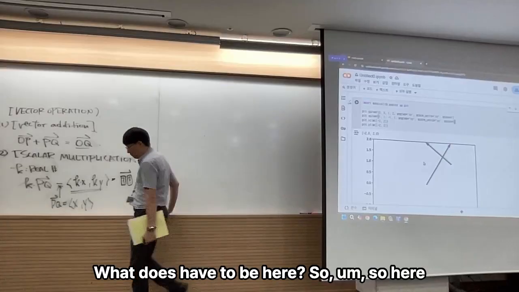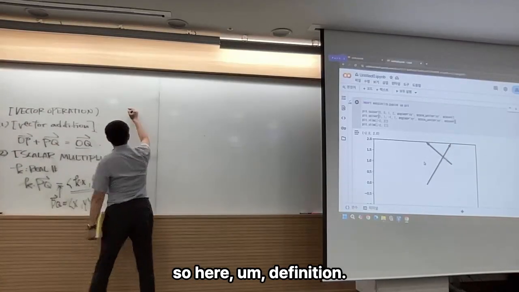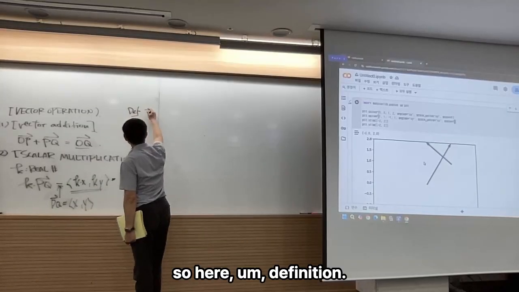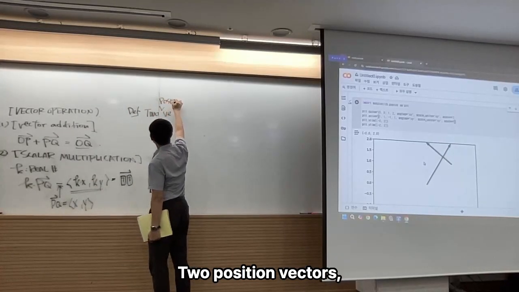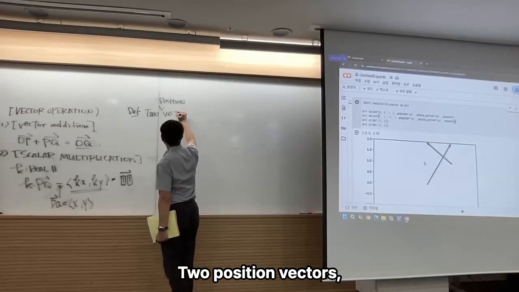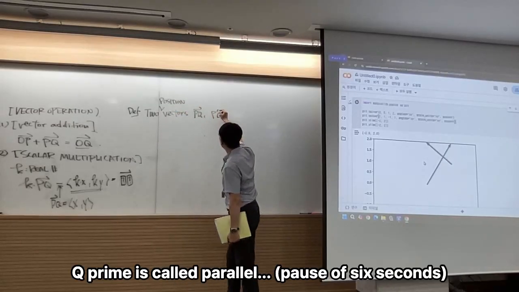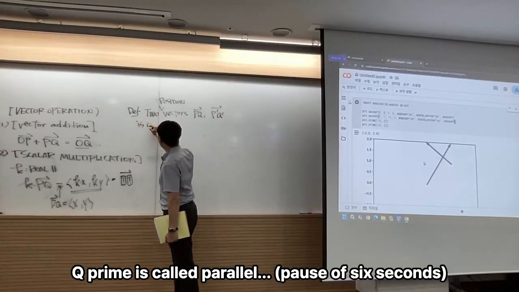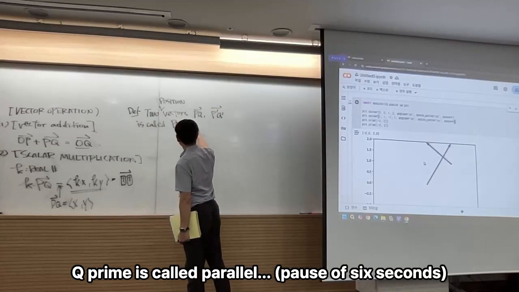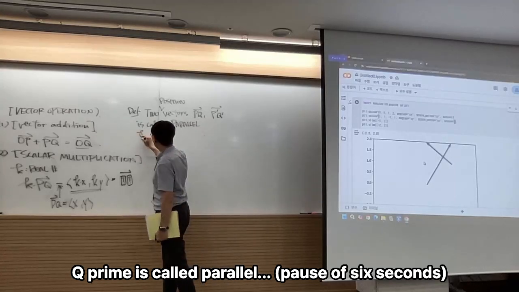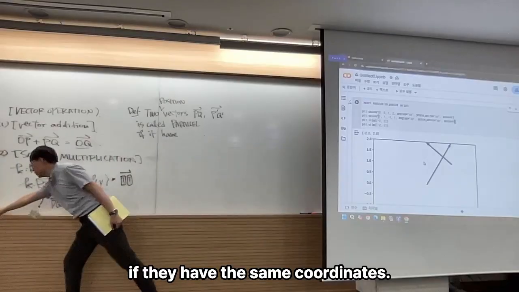So here, let me introduce another terminology. Definition: two position vectors, let's say PQ and P prime Q prime, are called parallel if they have the same coordinates.